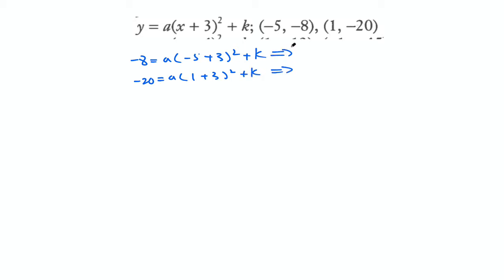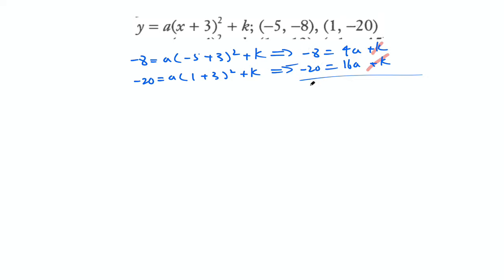So these equations simplify to -8 = a times (-2) squared, which becomes 4, plus k. And here, 4 squared becomes 16. Now we have a system of linear equations, and subtracting these two gets rid of the k values.